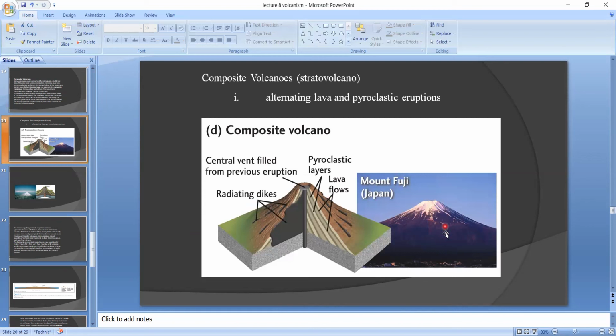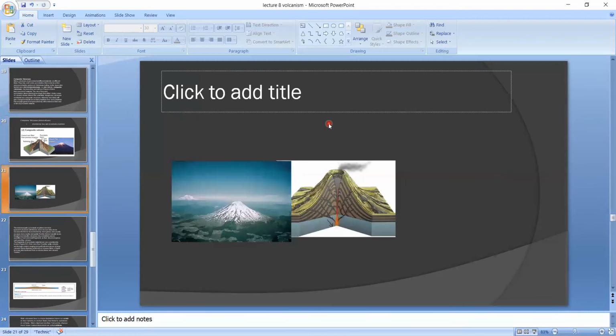Mount Fuji, Japan. You see there are two layers. One is lava flows and another is pyroclastic layers. That is why this is called strato. Strato means layers. You can see how beautiful it is.